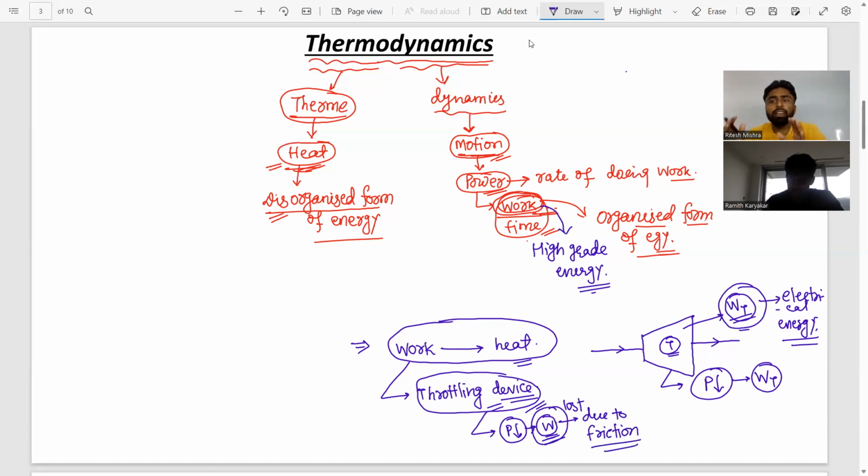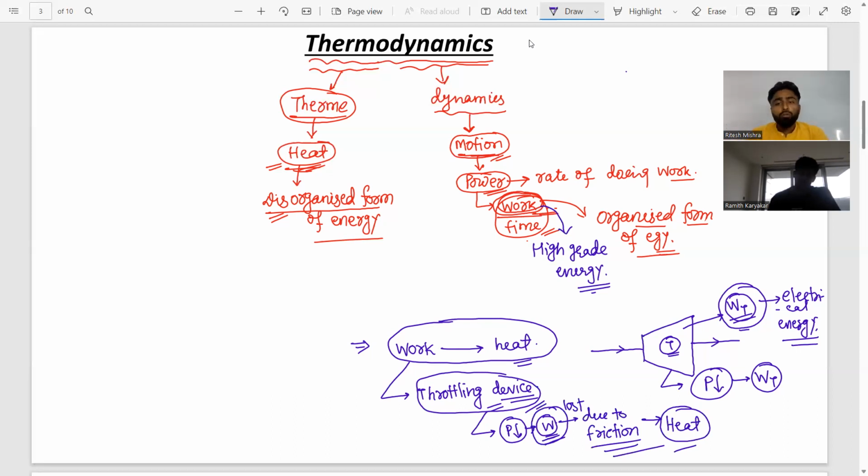Now think, here work is completely lost due to friction. Then what happened? This work is completely converted to heat here. Due to friction, this whole work is converted into heat. So this is the practical example of how work can be completely converted into heat. Later I will discuss the throttling device, and you will easily understand what throttling is. I will give you an example and its numerical analysis.